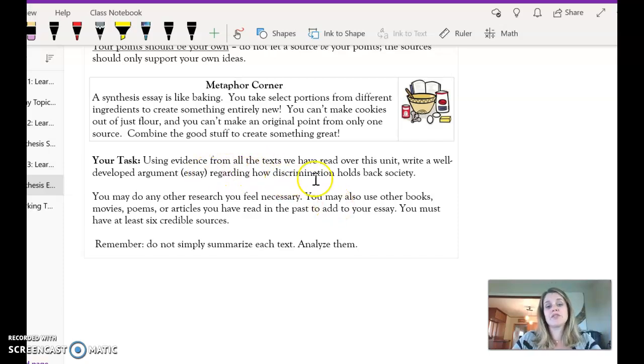So using the evidence from all the texts we have read over this unit, and I know we didn't get through a lot because school was cut short, but you're doing your own research, and I'm here to help facilitate and help you guys do more research. You're going to start your thesis. So what is going to be your main sentence, your topic sentence of your essay? That's what we're working on this week. Just the thesis. We are not writing the essay. We are only working on a thesis. So let me show you.